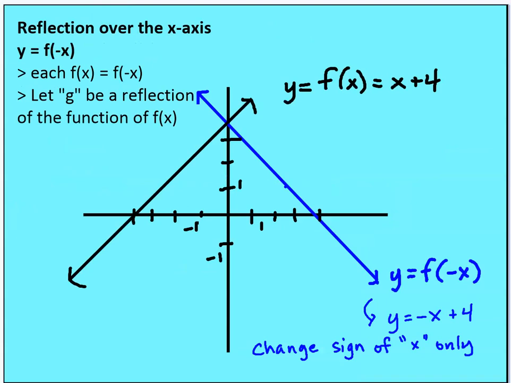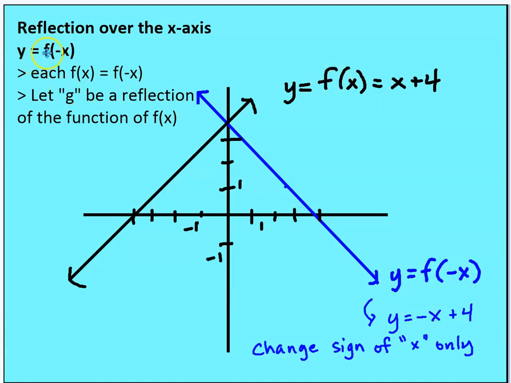Okay, now let's talk about reflections over the y-axis. y is equal to f of negative x. So each f of x now becomes f of negative x. And we'll let g be a reflection of f of x over the y-axis. So I'm going to take y is equal to f of x plus 4. Here's the example. And then I'm going to make g of x by now only changing the sign of x, right?